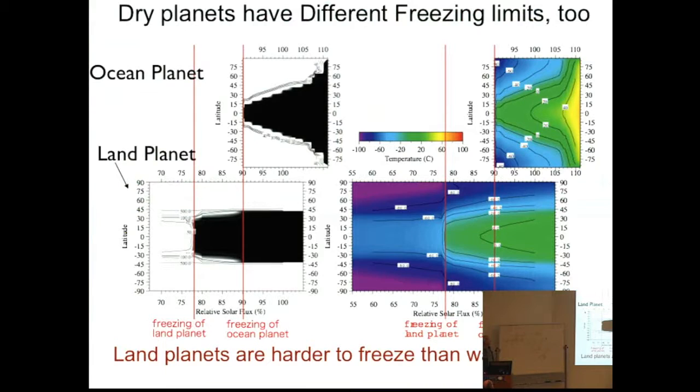Also, dry planets have different freezing limits. They go farther from the star, because there's not that much water, so it's harder to get an ice-albedo feedback. So the dry planet can be habitable more distant from the star. And that's what this plot shows.